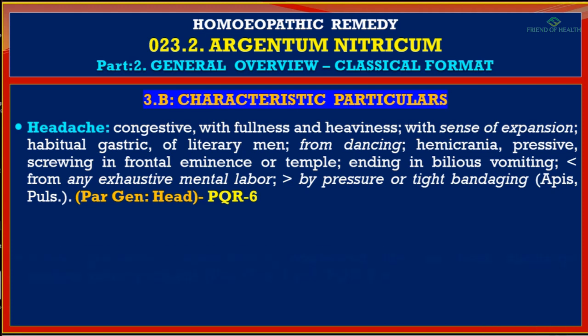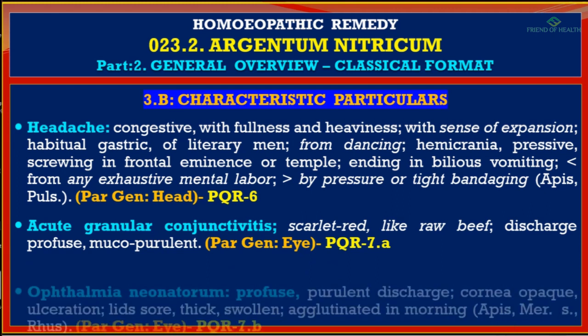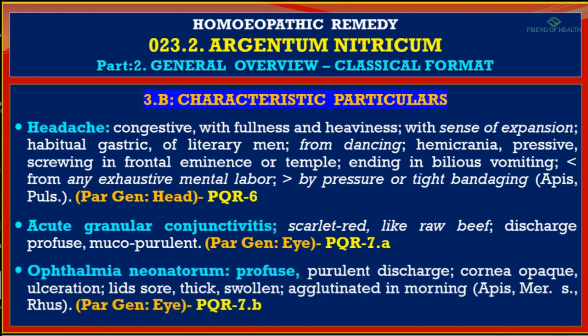Now let us go to the second symptom, which is acute granular conjunctivitis. It is scarlet red, like raw beef, discharge profuse, which is mucopurulent. Ophthalmia neonatorum: profuse, purulent discharge, cornea opaque, ulceration, lids are sore, thick, swollen, agglutinated in the morning. We have to compare between Apis, Merc sol and Rhus tox.